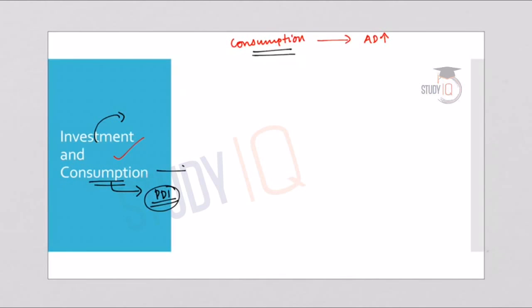So here consumption will go up, that is, aggregate demand will go up, and therefore, in order to meet the increased aggregate demand, supply also will increase.